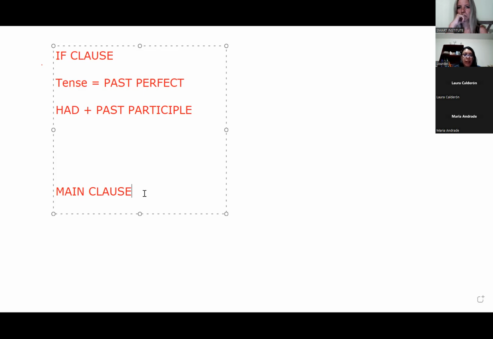And in the main clause, the tense that you are going to use, in the main clause, we are going to have one modal, so it can be modal would, modal could, modal might, plus have, and past participle of one verb. Do you know what is the name of the tense?